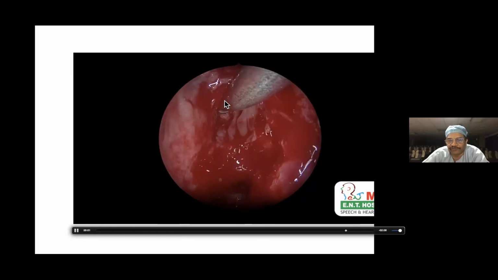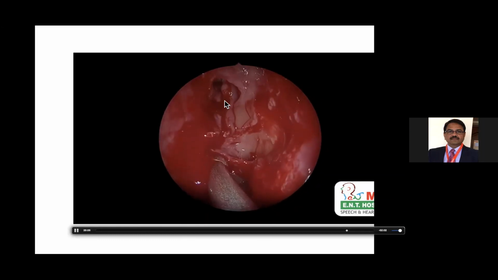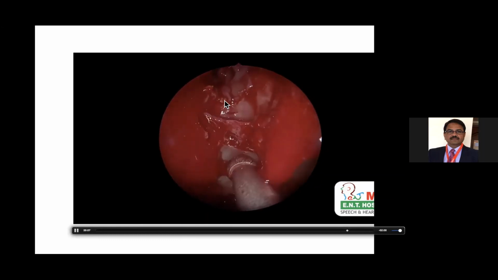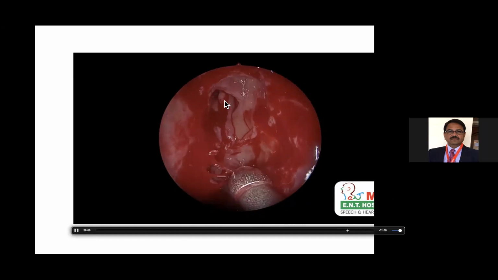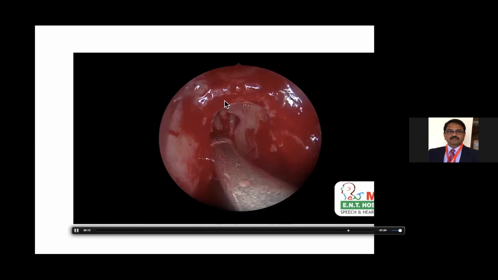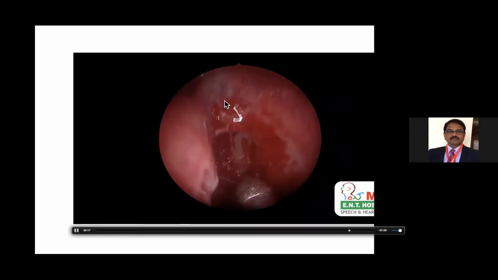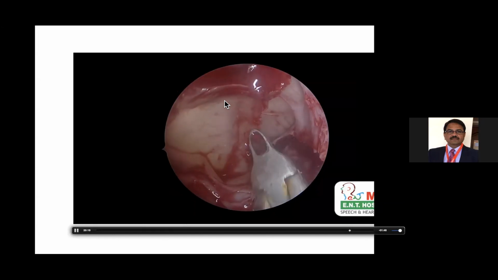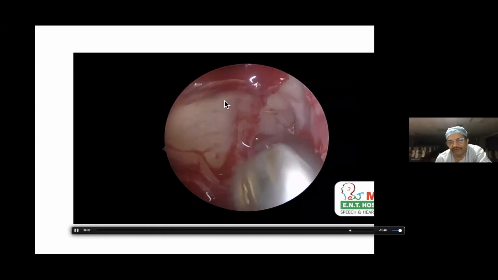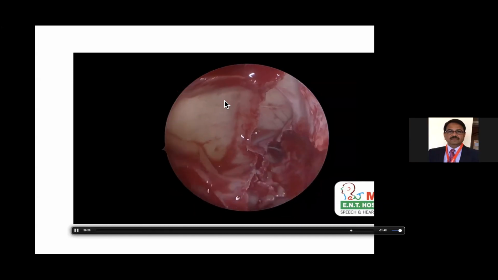That is the frontal sinus. In fact, this bleeding, what you are seeing here, invariably it will be there, because these are the branches of the anterior ethmoidal artery. They're likely to bleed.